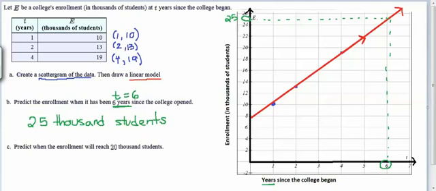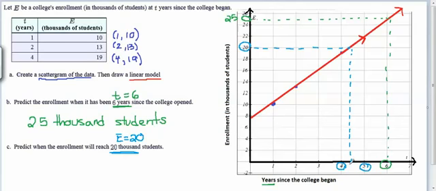All right, and now let's look at the second question they're asking us there. Now they say, when will the enrollment reach 20,000 students? So I have a value of 20,000 students. That's telling me my E value. So it's telling me here E equals 20. So I go over to 20 on the E axis. I follow that over to my line and see where it intersects. And then I go down, and I see it's landing somewhere between 4 and 5 years after the college began.